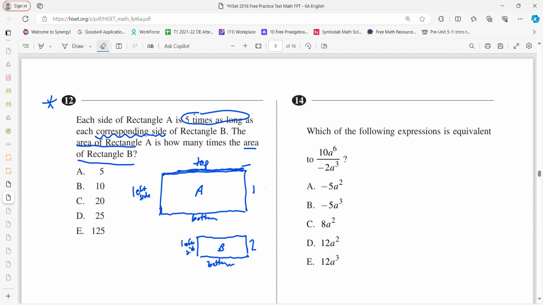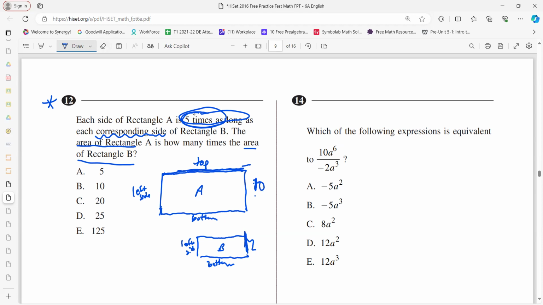All right. Now, based on what they described for us, if the length of the smaller side is 2 and the corresponding side of the bigger rectangle is always 5 times as long as that, what will the length of that side have to be? Five times as long as this. 10. 10, exactly.